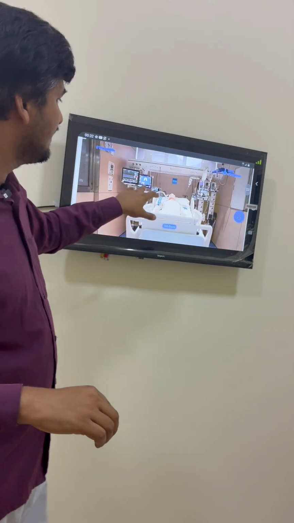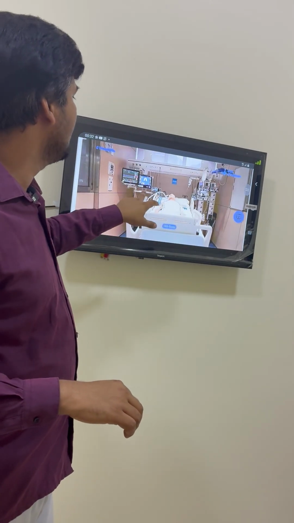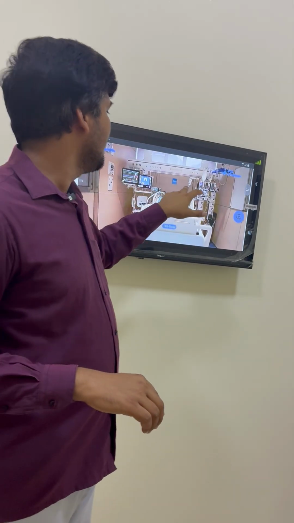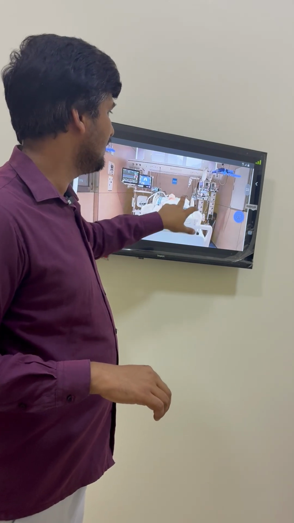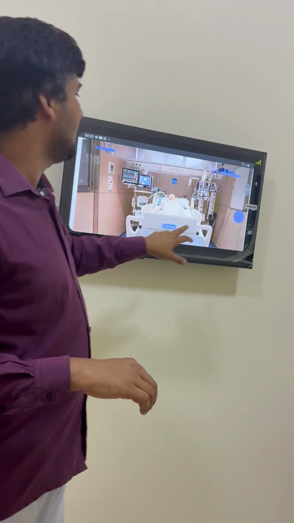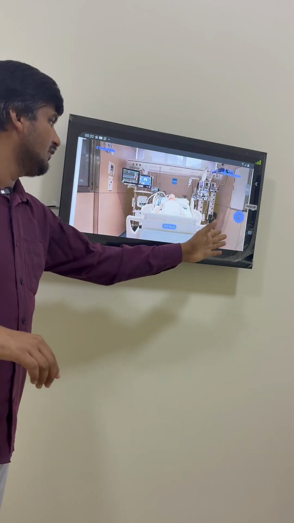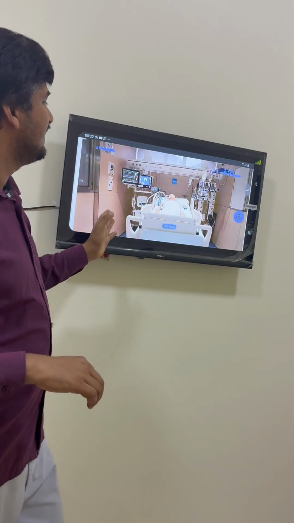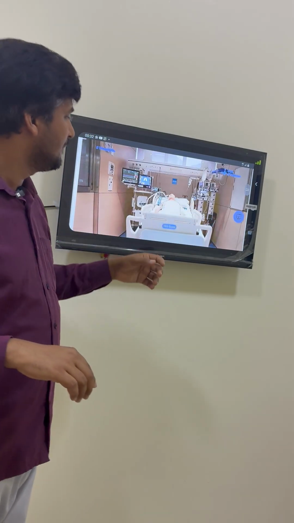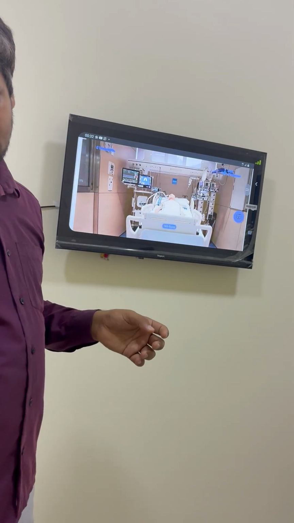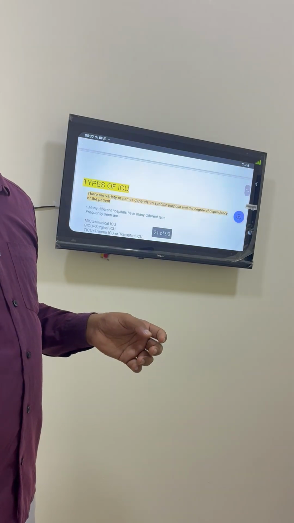See this picture, you can see all the things. Here is the patient, you can see the cardiac monitor, the ventilator, the infusion pump and the syringe pump, with the infusion ongoing. This is the proper ICU setup. There is adequate space for assessment, physical examination and rounds, and a proper bed is there.